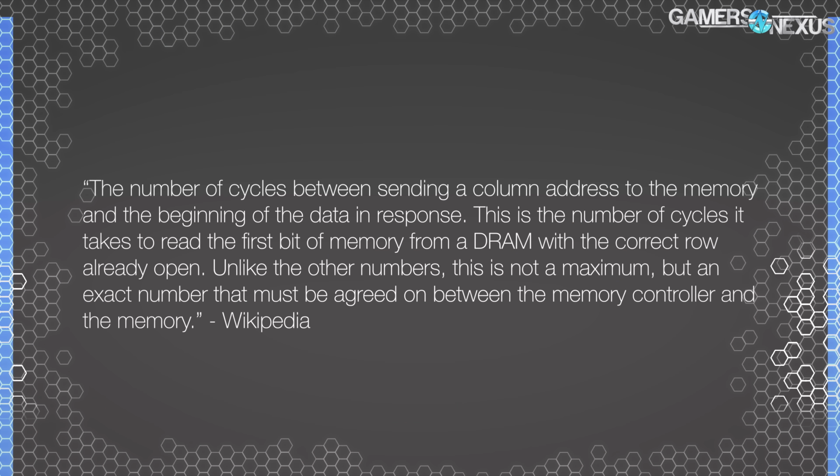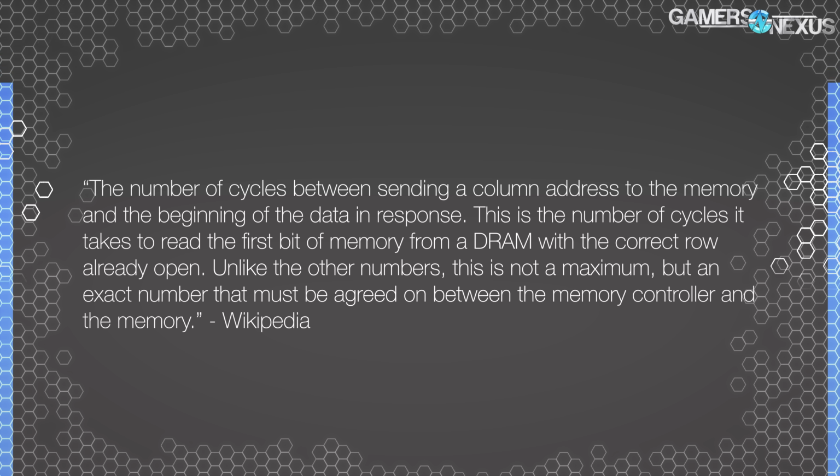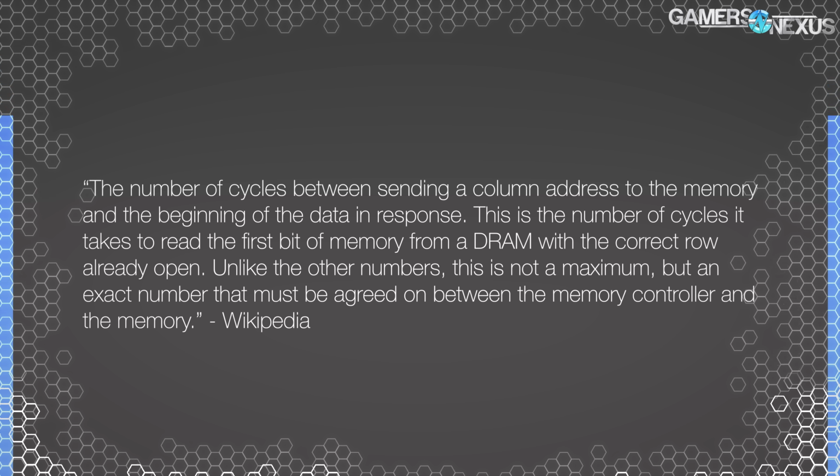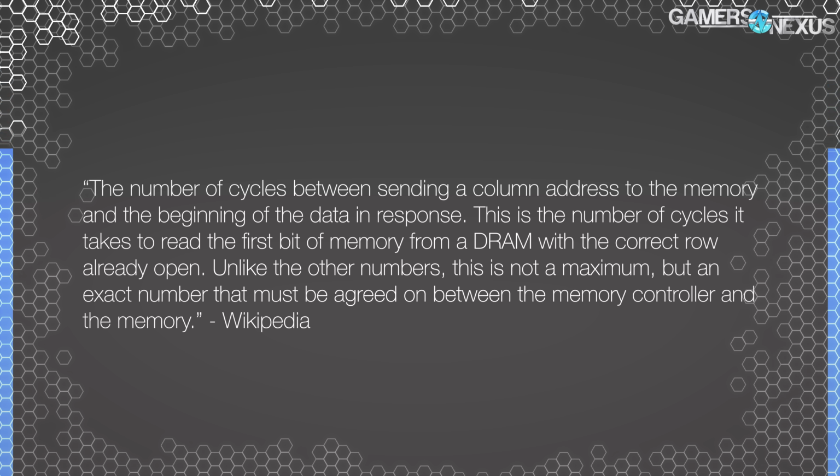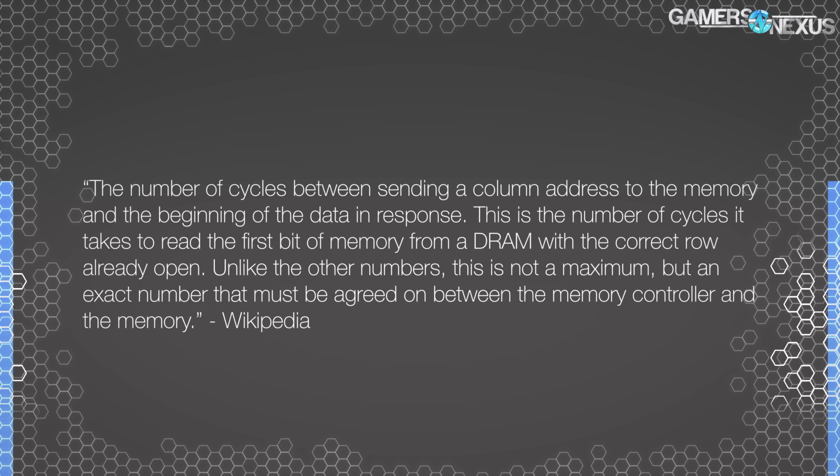everywhere. They're on the product boxes, the sticks of RAM themselves, and they're standardized. So timings will be listed in a set format. It's tCL, tRCD, tRP, and tRAS, with CR sometimes listed as well. Going through the primary timings, first we have CAS latency, tCL or tCAS as it is commonly known. Wikipedia describes this as follows: the number of cycles between sending a column address to the memory and the beginning of the data in response.